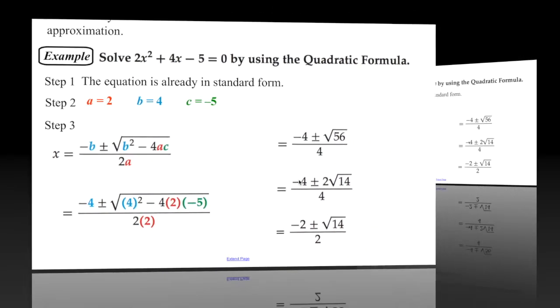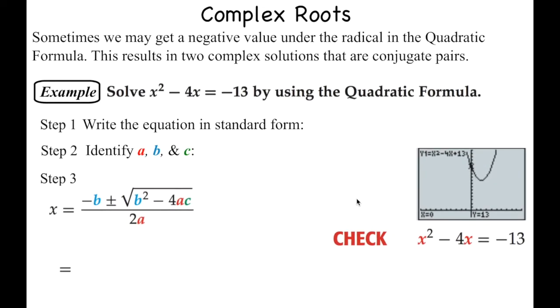All right, so the last example here, sometimes we're going to get a negative value under that radical, and you know that we call those imaginary numbers. They are part of the complex number system. So whenever we get a negative under that radical, we will have two complex solutions. They occur in pairs. You'll never have just one complex answer. It's always going to occur in pairs.